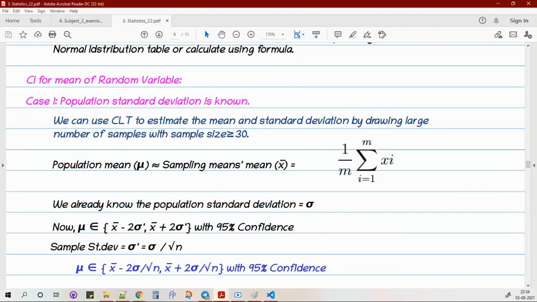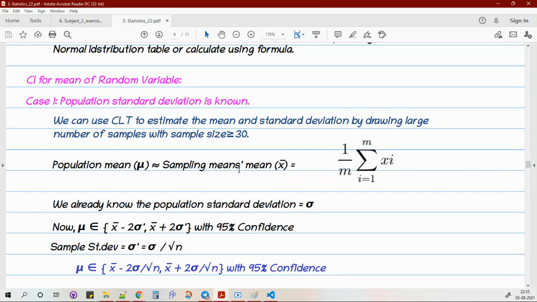Just take the sample. Now we will apply this CLT that we just discussed. Take a sample size of 30 and a large number of samples, 1000, 2000, 3000, as many as you have. Given the sample, I will have mu, right? The population mean would be nearly equal to the sampling mean, x bar. But you can't say this is equal to this, only nearly equal.